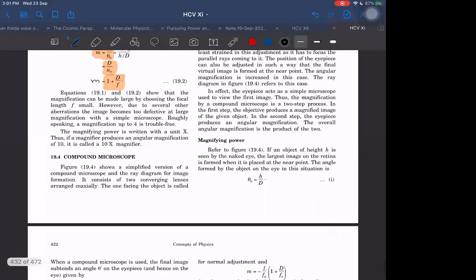Compound microscope now. When they say that magnifying power is written as x, what does it mean? If a magnifier produces an angular magnification of 10, it is called a 10x magnifier. We call it a 10x magnifier.